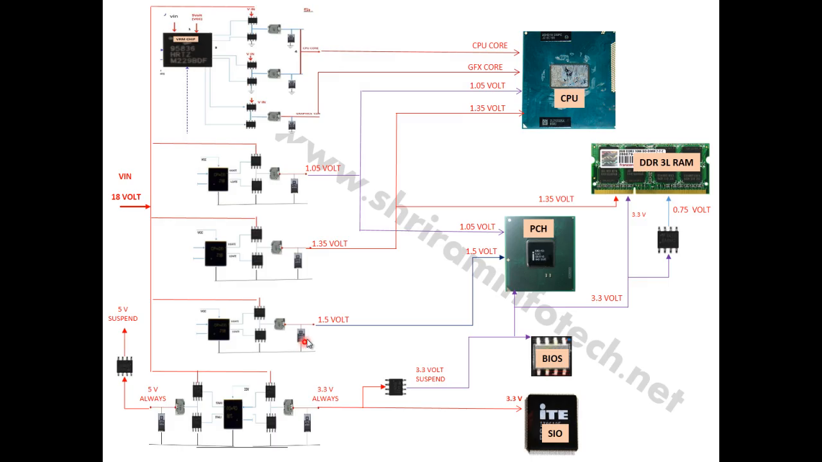Any laptop requires all these types of power. Suppose the CPU requires 4 levels of power: 1.35 volt if it is DDR3L RAM, then 1.05 volt, then graphics core and CPU core. If the RAM is DDR3L, then the RAM requires 1.35 volt, 3.3 volt, 0.75 volt. PCH requires 1.05 volt, 1.5 volt, 1.35 volt and 3.3 volt. BIOS requires 3.3 and SIO requires 3.3, and these are the different pulse width modulators.